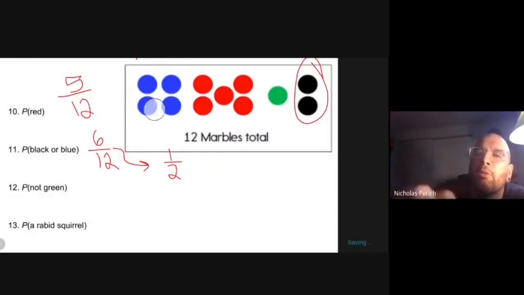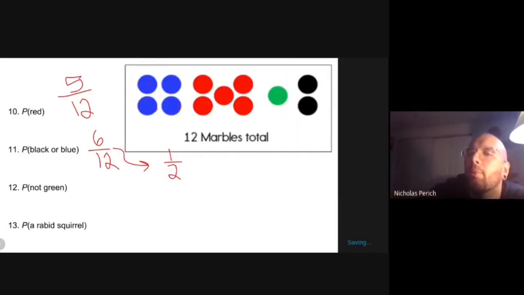What's the possibility of me getting non-green? Well, let me see. 1, 2, 3, 4, 5, 6, 7, 8, 9, 10, 11. I didn't mean that one. 11 of them are not green out of 12 possibilities.